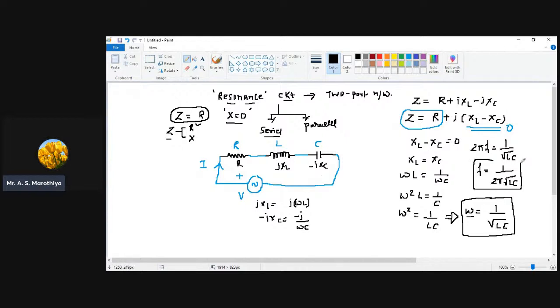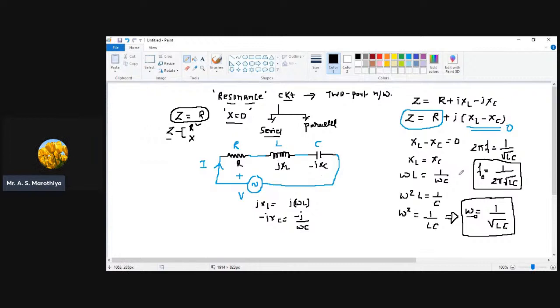So this is what the frequency at which resonance phenomenon occurs in case of series RLC circuit, and this frequency is called the resonant frequency. This is in hertz and this is in radian per second. So in radian per second, the expression is 1 upon square root LC, and in hertz, the expression is 1 upon 2 pi square root LC. This is very, very important.